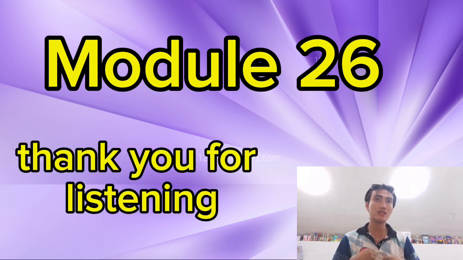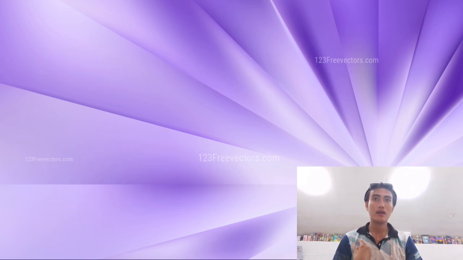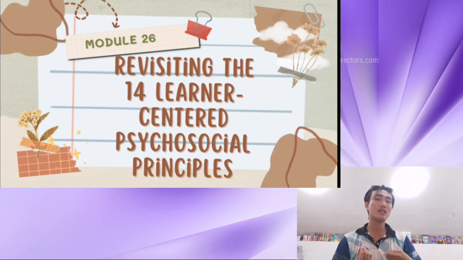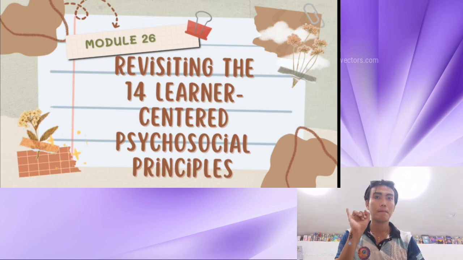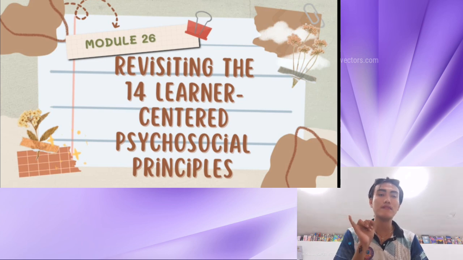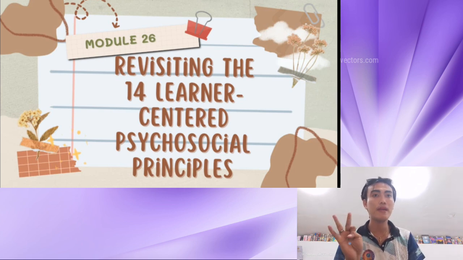So, revisiting the learner-centered psychological principles. We have first the cognitive and metacognitive. Next is motivational and affective. Next, developmental and social. And lastly, individual differences factors.